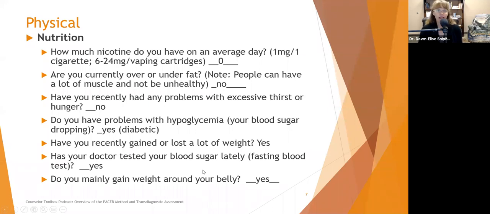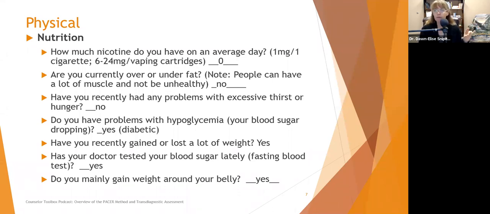He doesn't use any nicotine products, so that's good. He doesn't feel he is totally over fat or under fat. He lost that 85 pounds and he's feeling pretty good about himself. Hasn't recently had any problems with excessive thirst or hunger. Remember, that's our diabetes screening question. We already know he has diabetes, but is relatively well controlled with insulin. He just doesn't like how much insulin he's got to take.